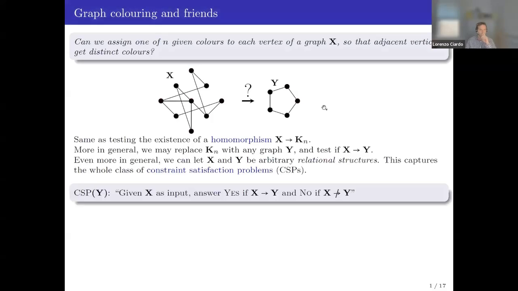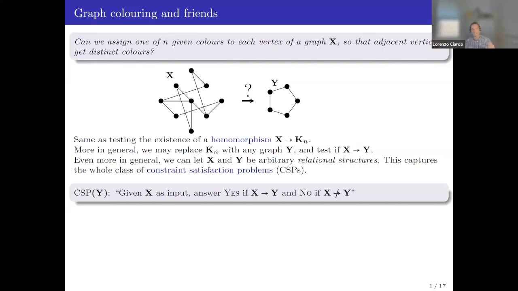In fact, even more in general, I cannot limit myself to graphs, but I can consider arbitrary relational structures, which means that instead of having just a unique relation, the edge relation, which is binary, I can imagine to have multiple relations with arbitrary arities. This is not going to be super important. We can actually focus on graphs here, but allowing this generality allows us to capture via homomorphism problems the whole class of constraint satisfaction problems, CSPs.